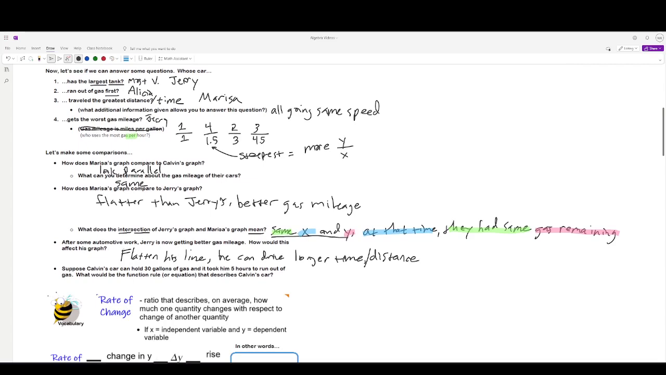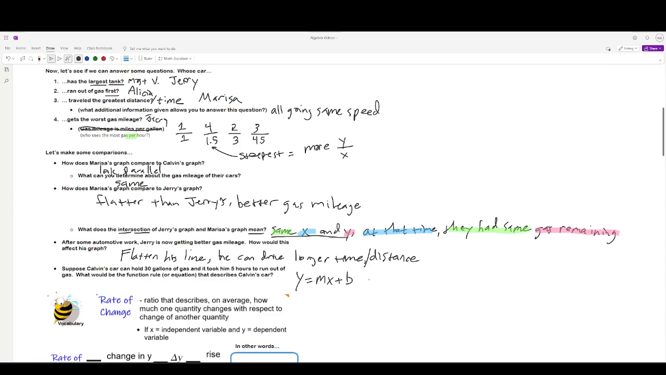And then the last question on this warm-up is, suppose Calvin's car can hold 30 gallons of gas, and it took him 5 hours to run out of gas. What would be the function, rule, or equation that describes his car's gas usage? So we know that a line looks like y equals mx plus b. That's called slope-intercept form, and we'll have more notes on it very shortly, maybe right after this.